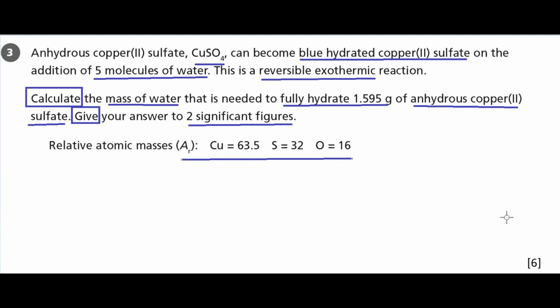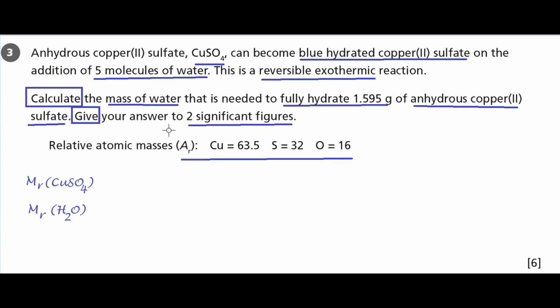So how are we going to go about doing this? We are going to calculate the number of moles of anhydrous copper sulfate that we have. From that, we can multiply it by 5, which gives us the moles of water, and then we can work out the mass of that water. Now, before I start, I need to work out the relative formula masses of copper sulfate and also of water.